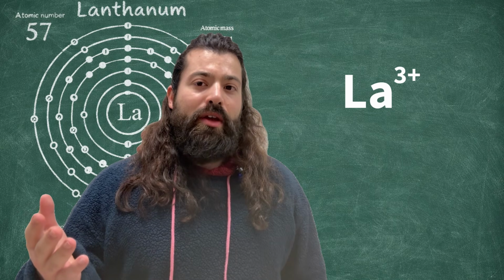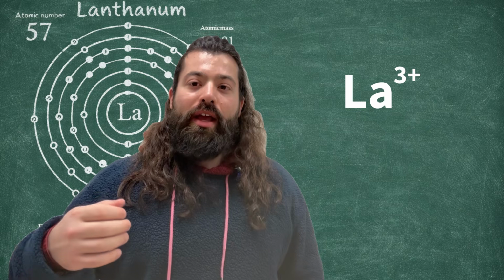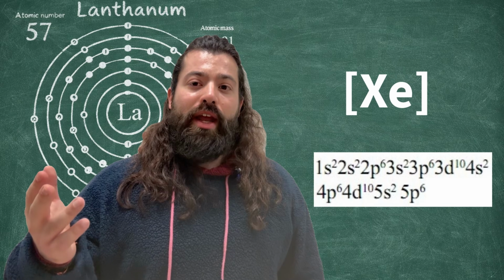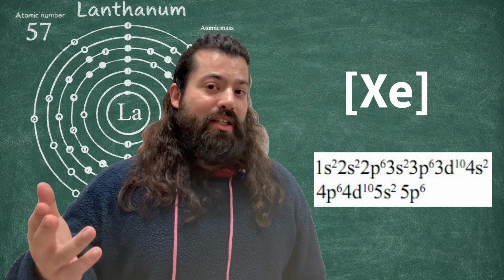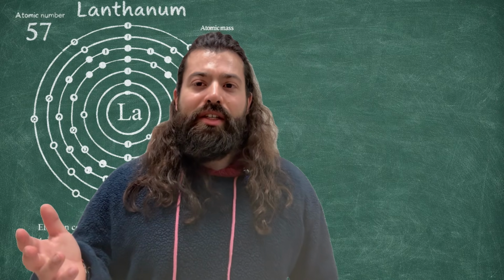Lanthanum forms predominantly lanthanum plus 3 ions, and when it loses 3 electrons, the new electron configuration looks like this, which is the same as the noble gas xenon, which is very stable. Okay, good with all these things, right? But what does it look like?